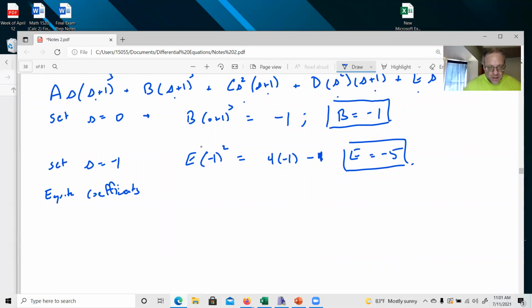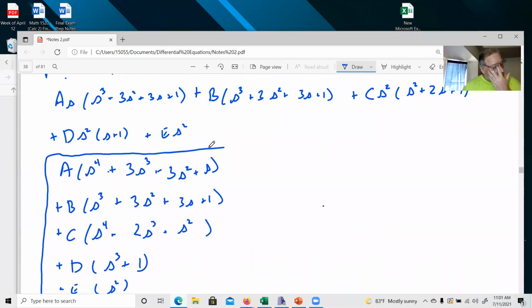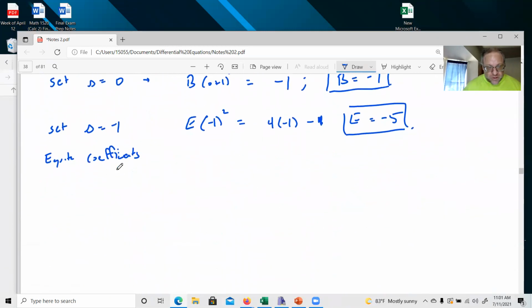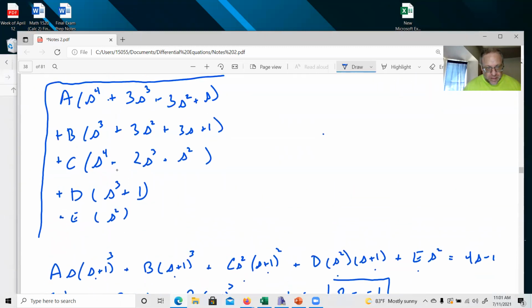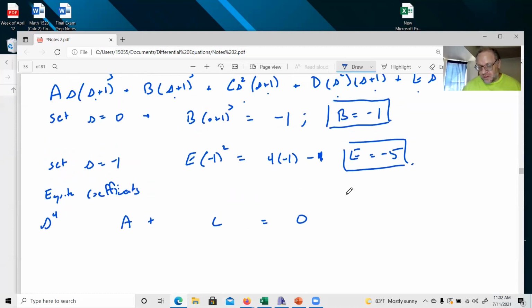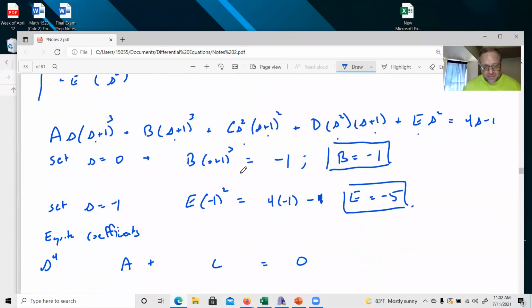So looking by a quick inspection here, what are my biggest values? It looks like s to the fourth, that's our biggest one. So let's look at s to the fourth, and let's pull out everything that has s to the fourth in it. So we have an a and a c. So we have a plus c is equal to 0. There's no s to the fourth on the right-hand side.